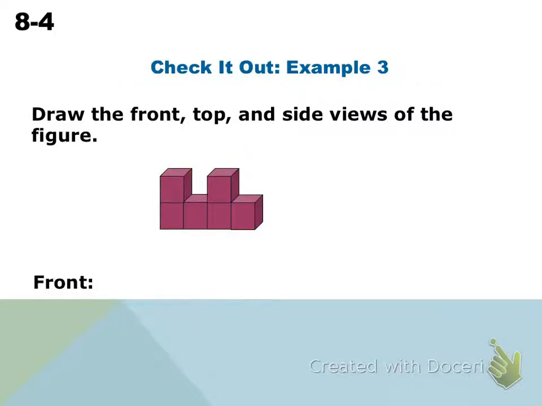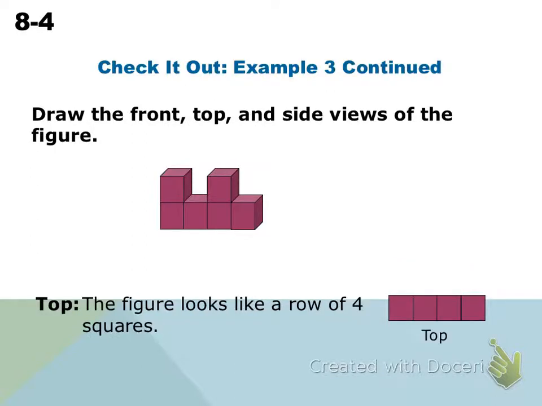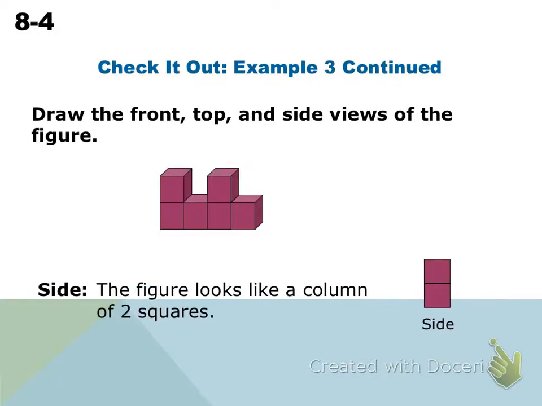So now go ahead and try this one on your own. Your front view, the figure looks like a row of 4 squares on the bottom with 2 squares on top, kind of like a sideways F. Your top view, though, would just be a row of 4 squares. And your side view would look like a column of 2 squares.